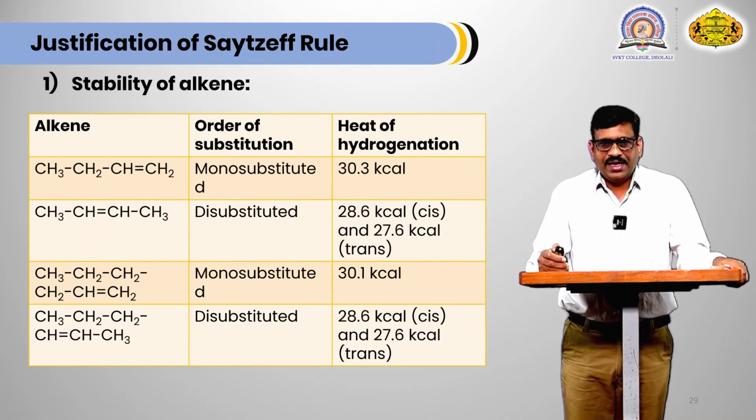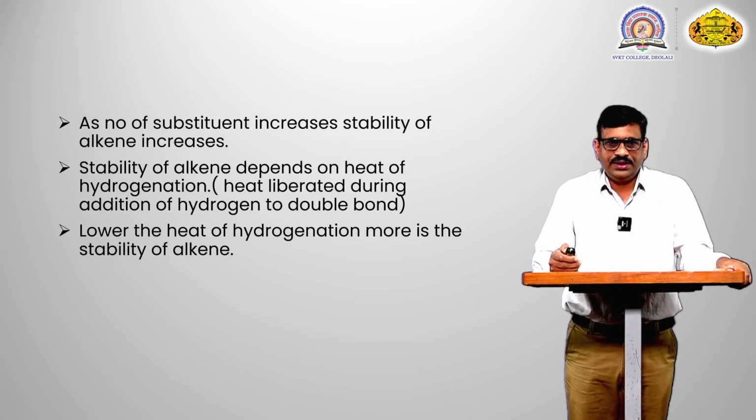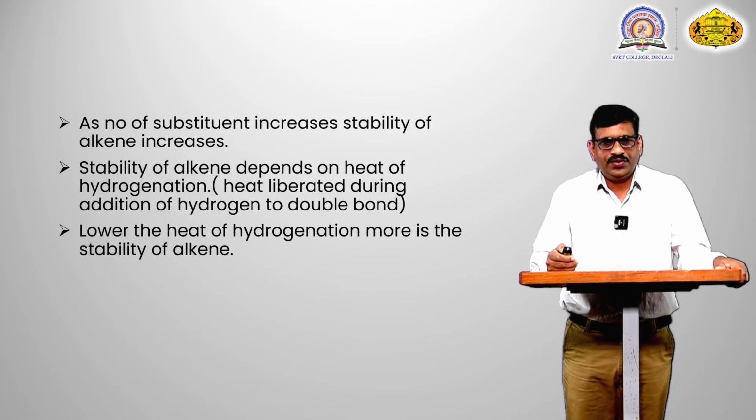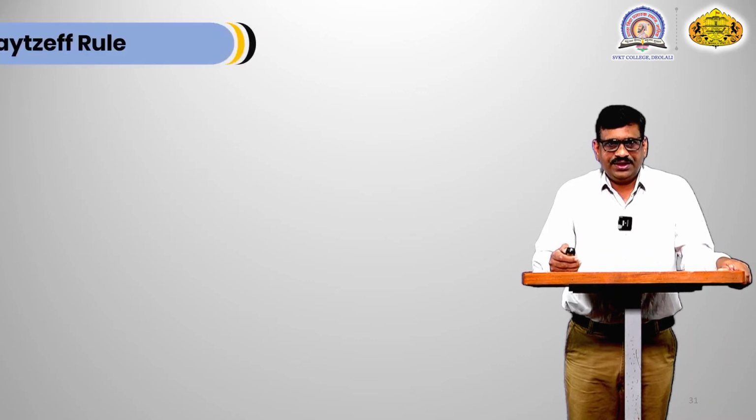If you consider cis and trans stability, then the trans isomer is more stable as compared to the cis isomer. These are another two examples of stability which depends upon the heat of hydrogenation. As the number of substituents increases, stability of alkene also increases. Stability of alkene depends on heat of hydrogenation. We have already discussed heat of hydrogenation is the heat liberated during addition of hydrogen across a carbon-carbon double bond. Lower the heat of hydrogenation, more is the stability of alkene.